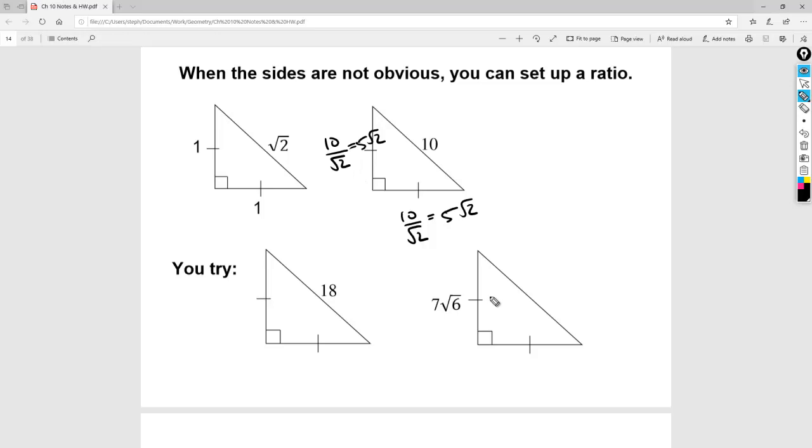Okay, go ahead and give that a shot. We have 2 examples here, so pause the video and see if you can get the same thing that I do.